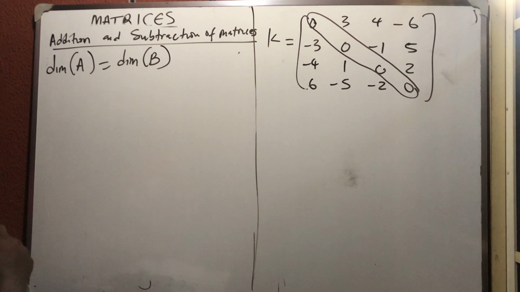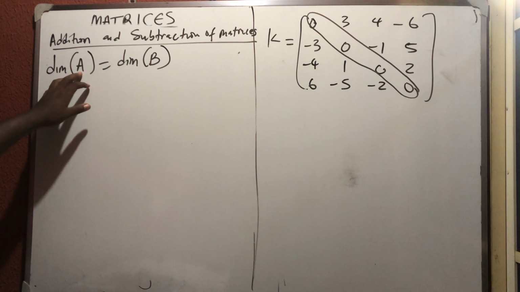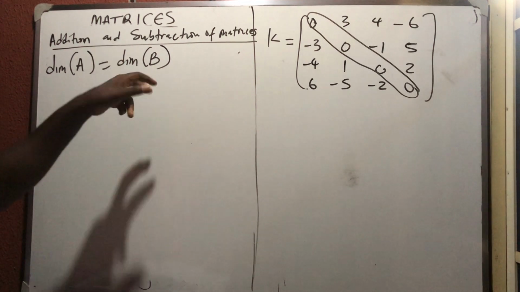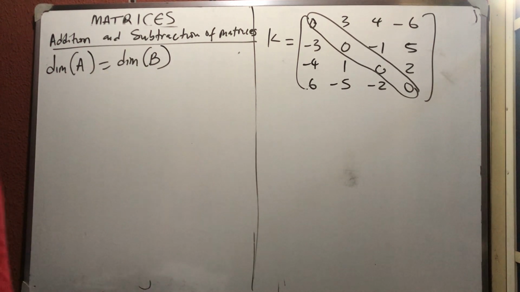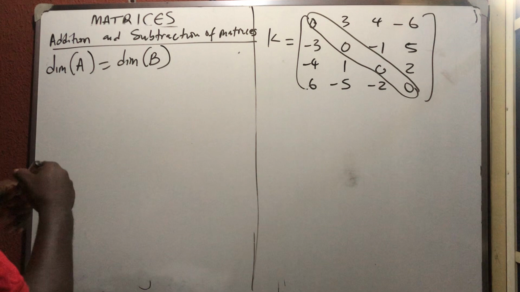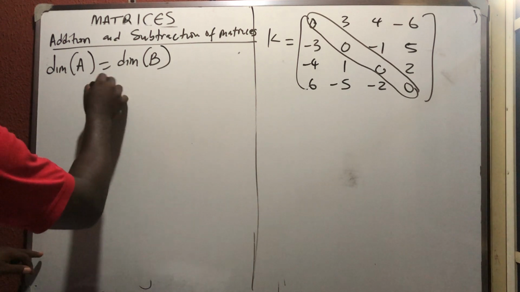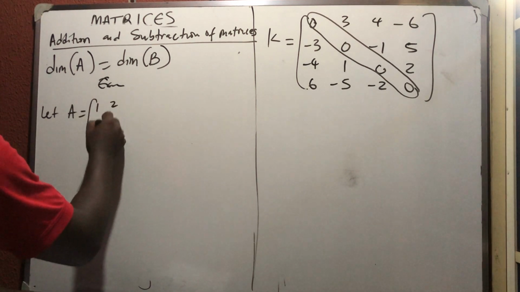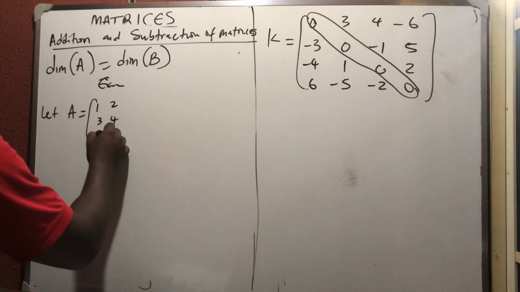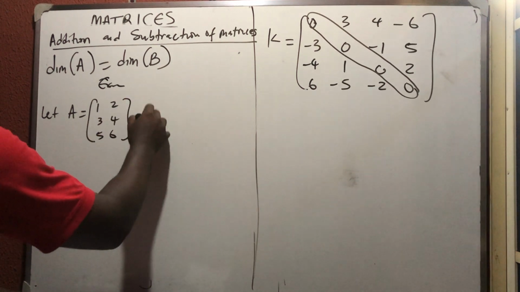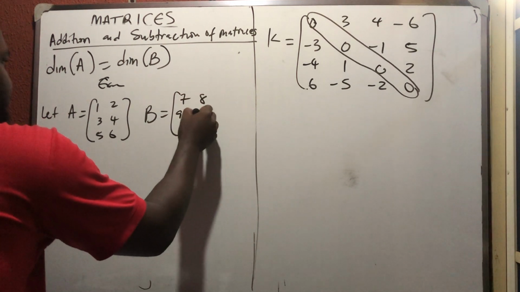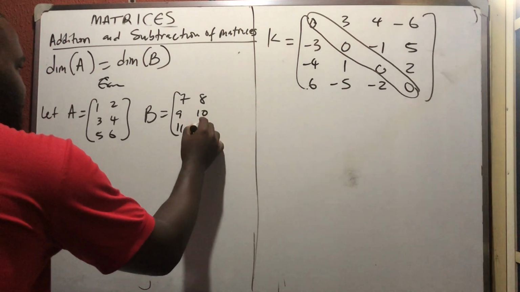What do I mean by dimension? If the matrix A is 1 by 7, that is 1 row and 7 columns, the dimension of B must be the same before they can add. Once they are not the same, they can never add or subtract. So an example: let A be equal to a matrix of 1, 2, 3, 4, 5, and 6. And B is equal to a matrix of 7, 8, 9, 10, 11, and 12.